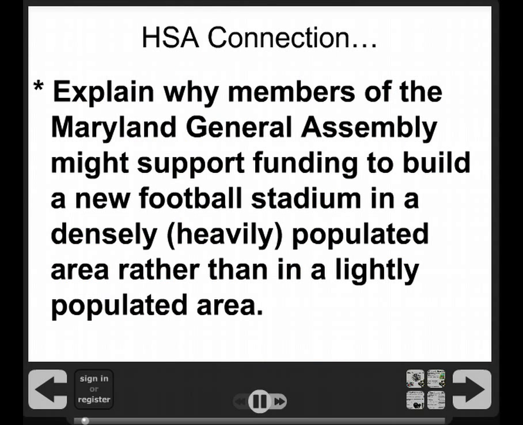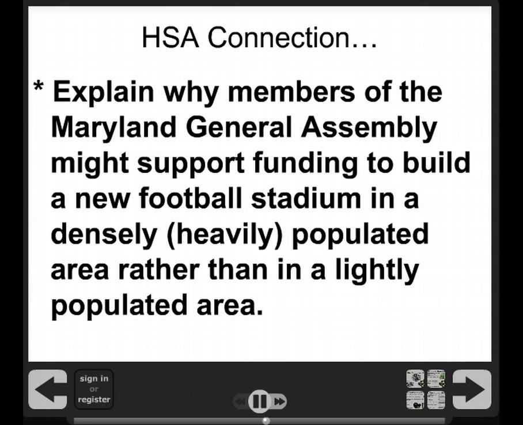Here's some more practice with sprawl and smart growth, even though this question doesn't even mention the two phrases, but I'm sure you can figure out why these concepts are relevant. So the question reads, explain why members of the Maryland General Assembly, Maryland's legislative branch, might support funding to build a new football stadium in a densely or heavily populated area rather than in a lightly populated area.